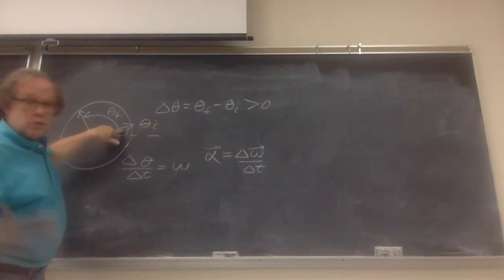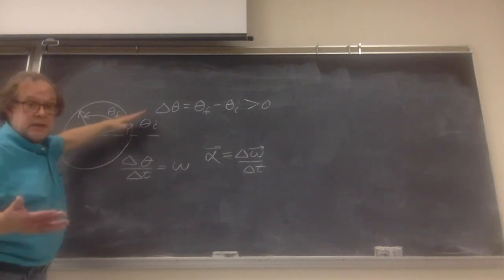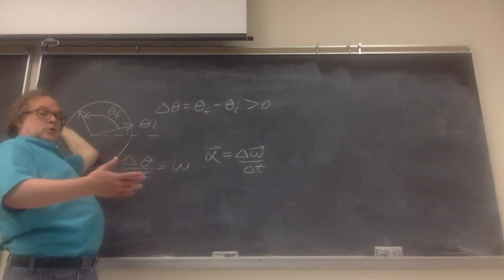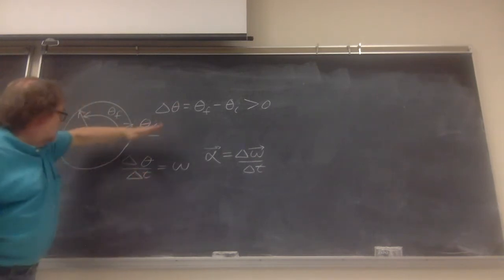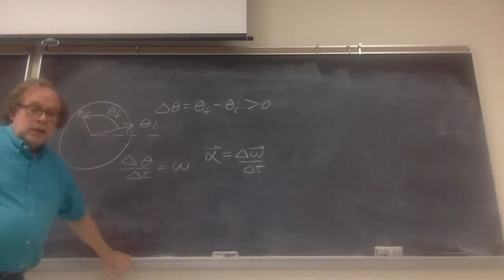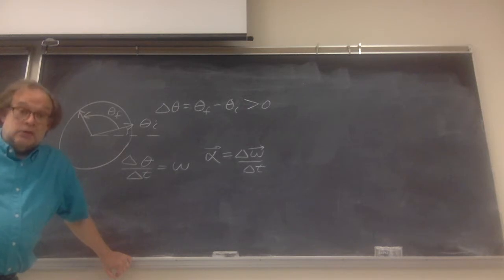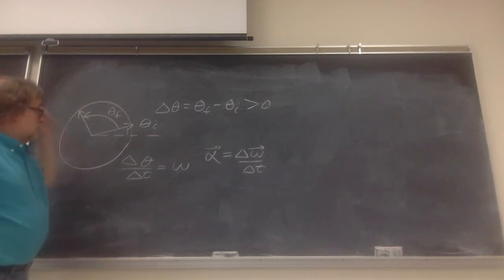Imagine this arrow is painted on the disc, and in some amount of time it rotates from an initial orientation here to an orientation this way. And the way we talk about displacements and velocities when we're talking about rotations is with angles, angular displacement and angular velocity.